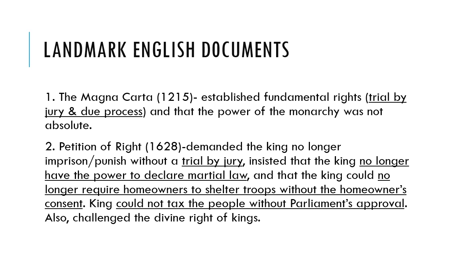trial. Then the Petition of Right, in 1628, demanded that the king no longer imprison or punish Englishmen or women without a trial by jury. It insisted that the king no longer have the power to declare martial law, and that the king could no longer require homeowners to shelter troops without the homeowners' consent. Furthermore, the king could not tax the people without Parliament's approval. Also, this document challenged the divine right of kings. Both very important. You see the underlined portions there we also include in our Bill of Rights. We see these ideas today.